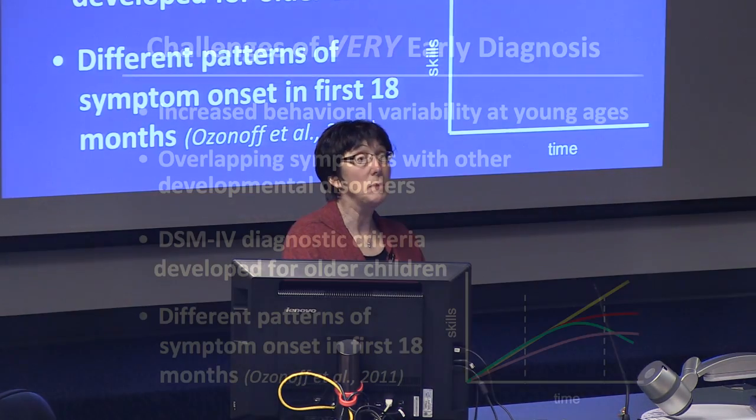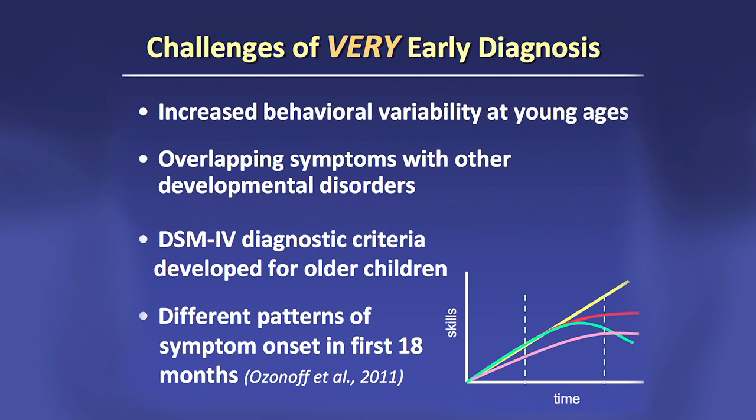And then it'd be nice if all children with autism showed signs in a predictable pattern early on, but they don't. There are lots of different patterns of how the symptoms and behaviors of autism develop. So if this is typical behavior, the skills develop evenly with time, so you make a month's worth of progress for every month of age.